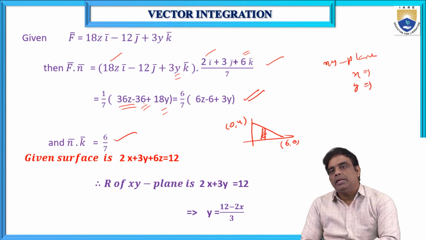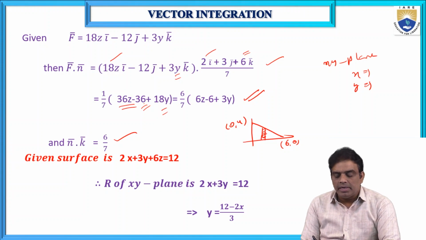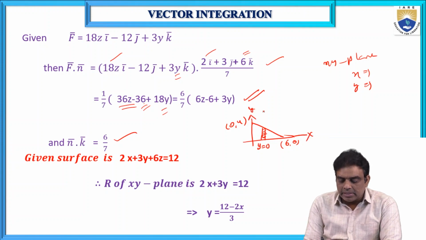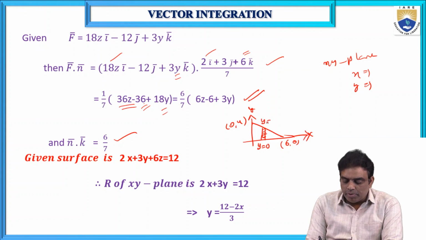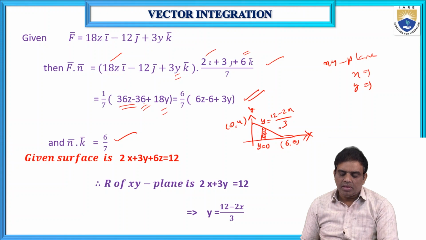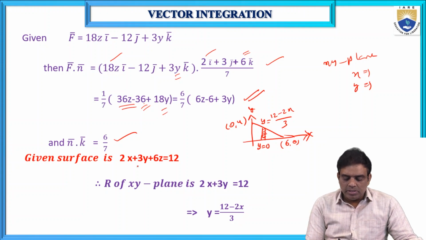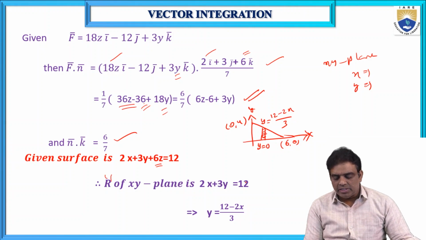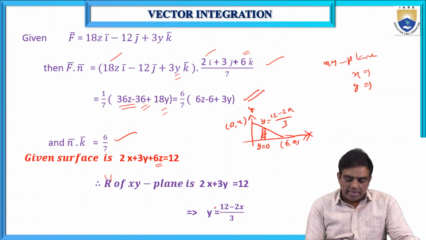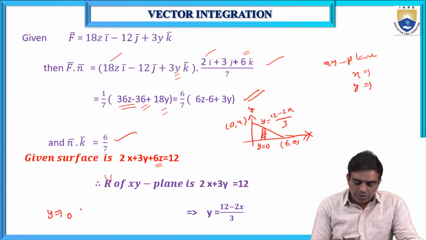Now consider the strip inside the region. We have already seen in multiple integrals how to evaluate the double integral. This is the x-axis and this is the y-axis. On the x-axis y is 0, up to this variable curve y equal to (12 minus 2x) by 3. Putting z equal to 0, you get R in the xy plane. So 3y is equal to 12 minus 2x, and y is equal to (12 minus 2x) by 3. So that is the y limit: y varies from 0 to (12 minus 2x) by 3.